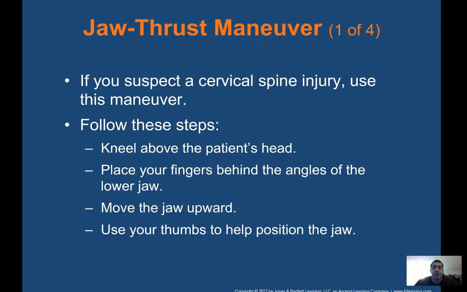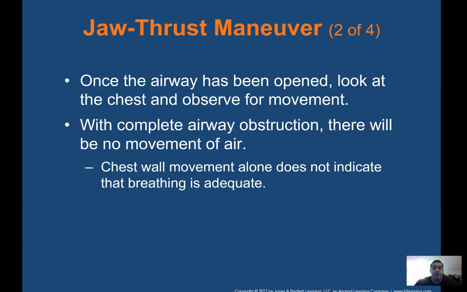Jaw thrust maneuver. If you suspect a cervical spine injury, use this maneuver. Follow these steps. Kneel above the patient's head. Place your fingers behind the angles of the lower jaw. Move the jaw upward. Use your thumbs to help position the jaw.